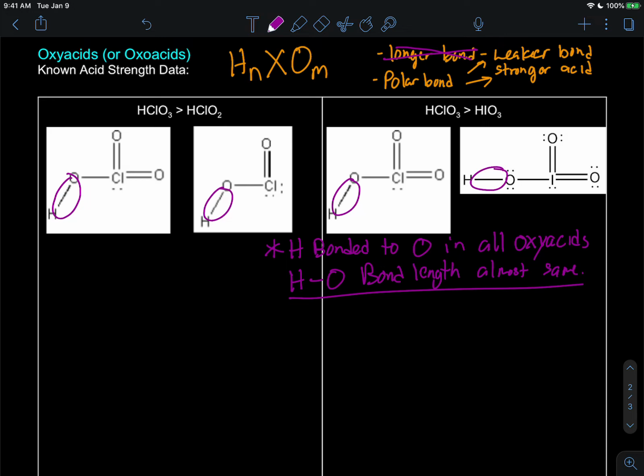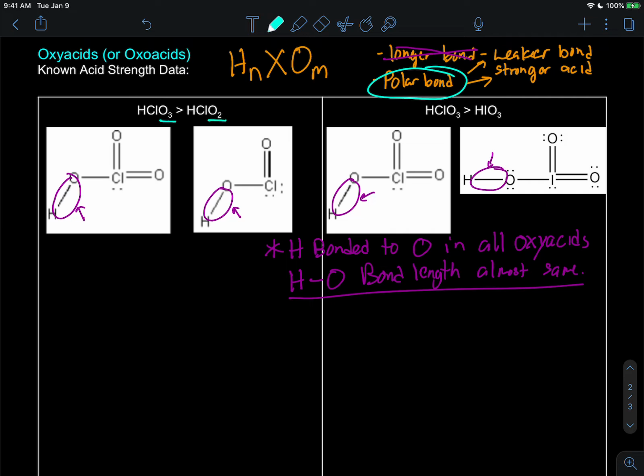And that is because all of our hydrogens, no matter the oxyacid, are bonded to an oxygen. So therefore, the size of atom that it's bonded to is the same. And so we're not going to see any difference in a longer or shorter bond. So the factor that we're going to focus on now is, well, what's going to affect the polarity of a bond? We'll see there's kind of two general factors that we can look at.